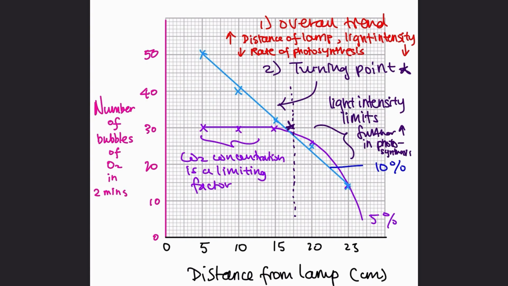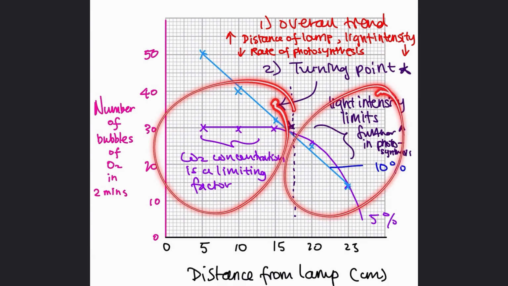The last reminder is to use the actual numbers in your answer. So you would say at 5, 10, 15 cm for the purple graph, for the 5% graph, carbon dioxide concentration is limiting the rate of photosynthesis. And you would say beyond this point, so at 15, 20, 25 centimeters away from the lamp, the light intensity is limiting the rate of photosynthesis. So you're always talking about limiting factors, get it? This bit is the CO2 that's limiting it, and this bit is the light intensity that's limiting it.